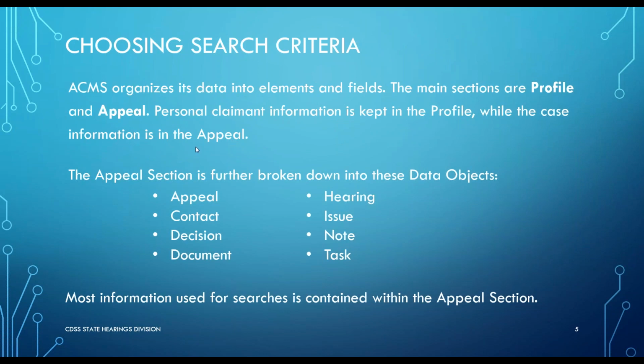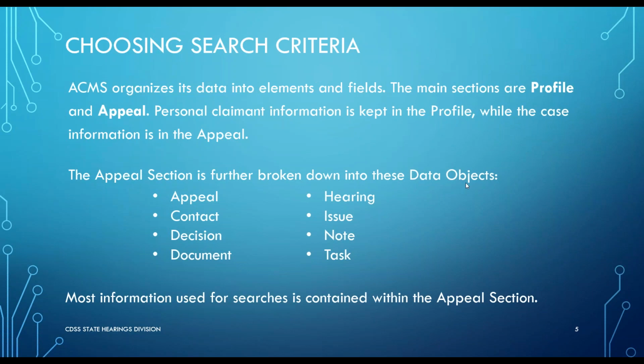ACMS organizes our data into elements and fields. So the main sections are the profile and the appeal. Like I said before, the personal claimant information is in the profile, and then the appeal case information is located in the appeal.